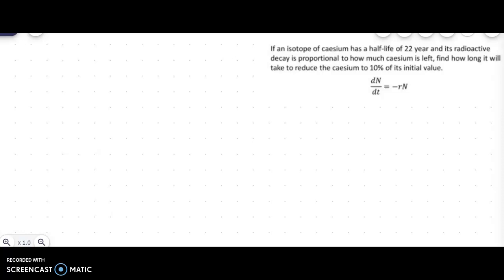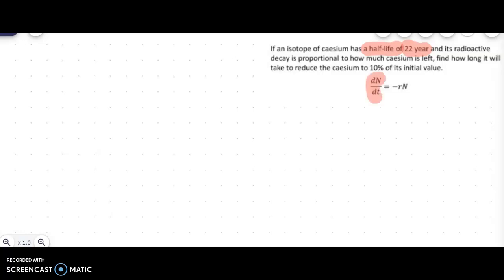An isotope of cesium has a half-life. Now, half-life, that seems important, of 22 years. So initially we think, oh, years, that seems like time, so T is equal to 22. Half-life, what does that mean? Anyway, and its radioactive decay is proportional to how much cesium is left. So that's what this is saying here.